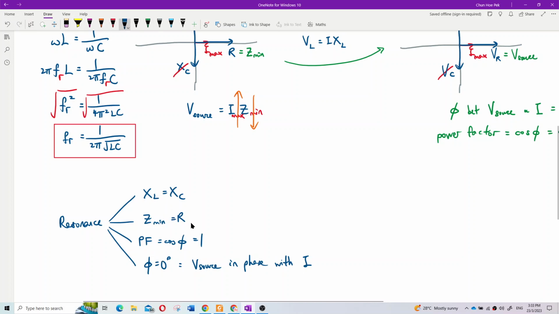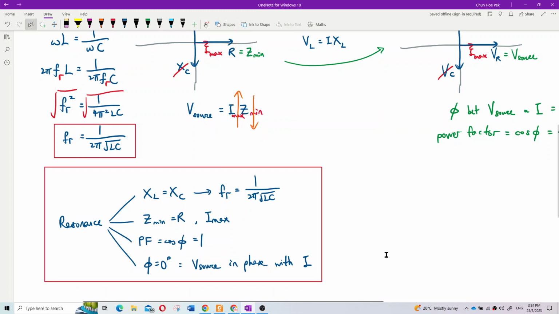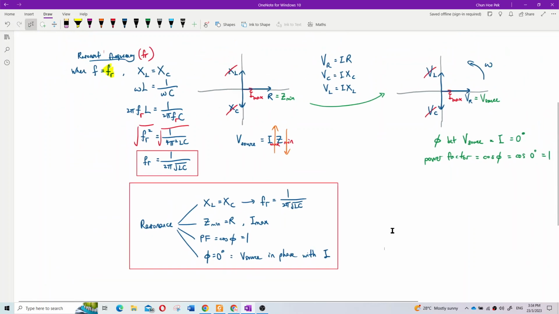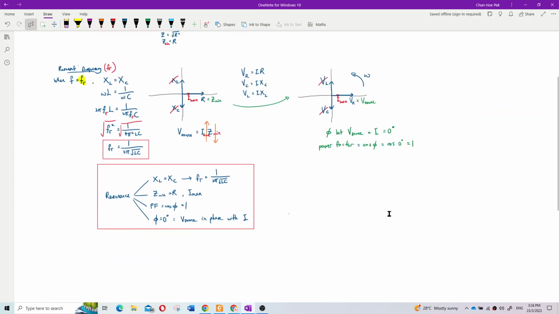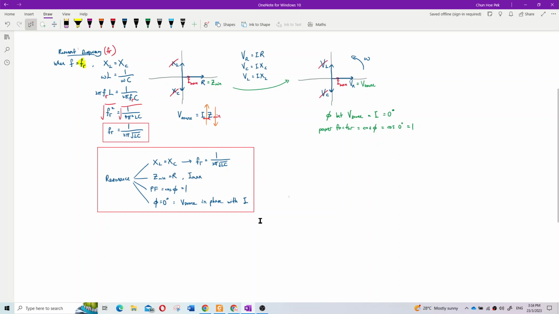Besides that, I want to add when Z is minimum, the current at this time is maximum. And when XL equal to XC, you get this formula: frequency is equal to 1 over 2 pi. Okay, class, I finished about resonance. The source frequency is in phase with current.